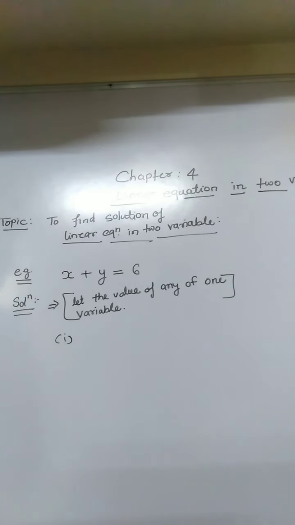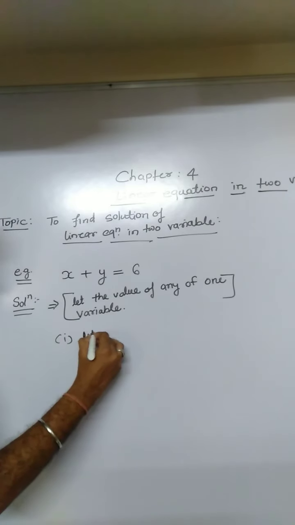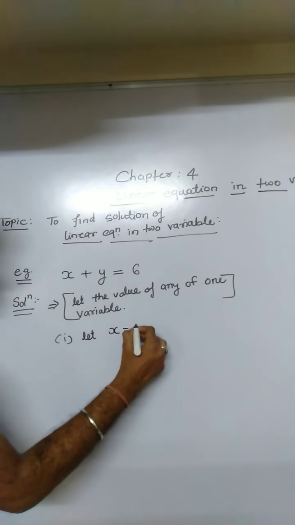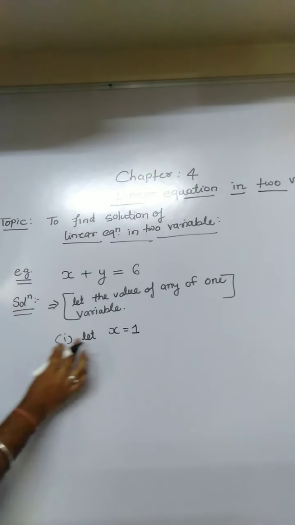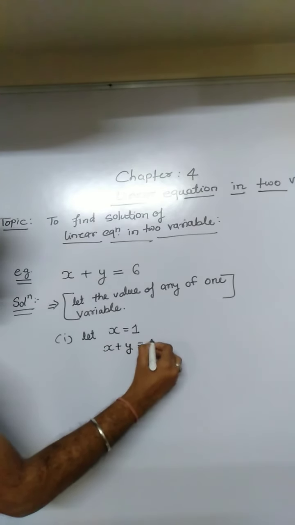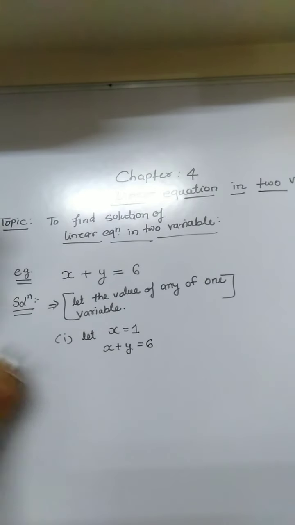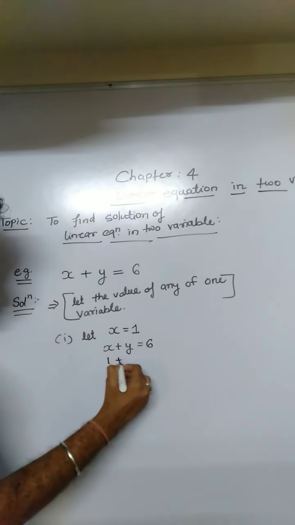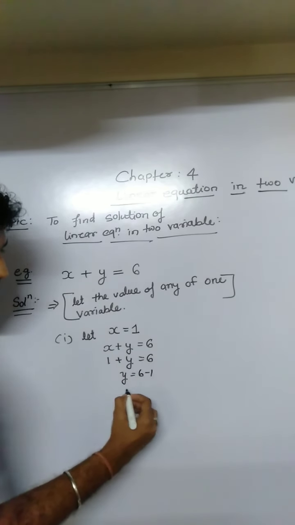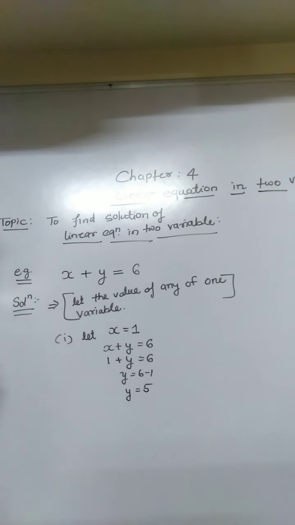Suppose we are finding the first solution. Our equation is x plus y is equal to 6. In this equation I will assume the value of x equals 1. We need to put 1 in place of x. So in place of x we put 1, plus y is equal to 6. So y will be equal to 6 minus 1. Y is equal to 5. Right students? Y is equal to 5.